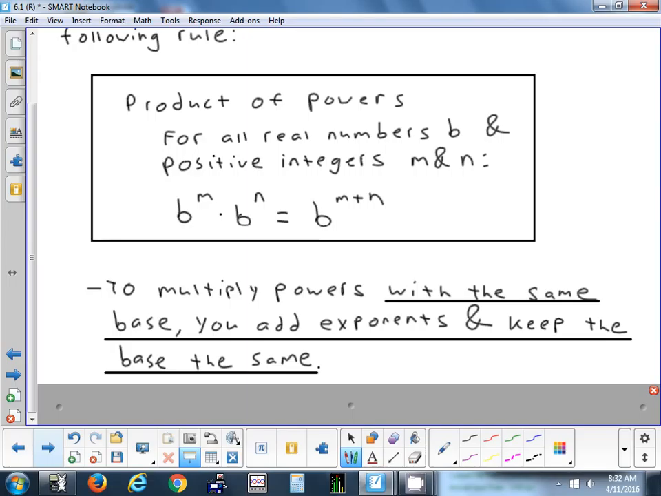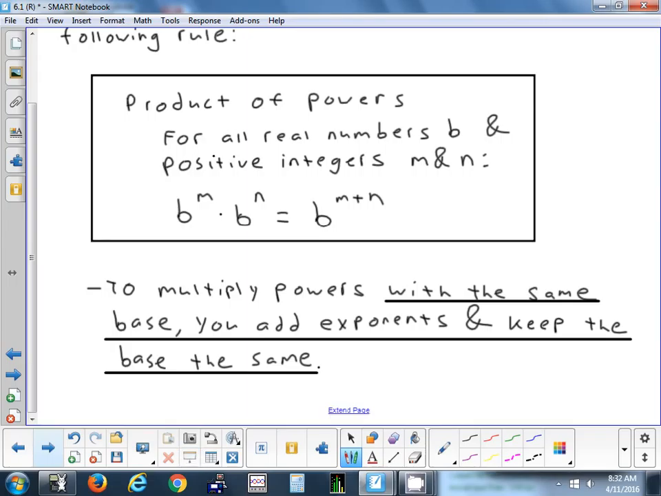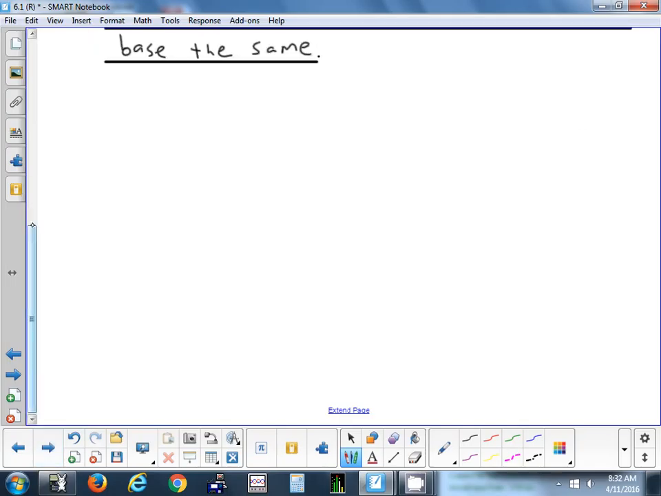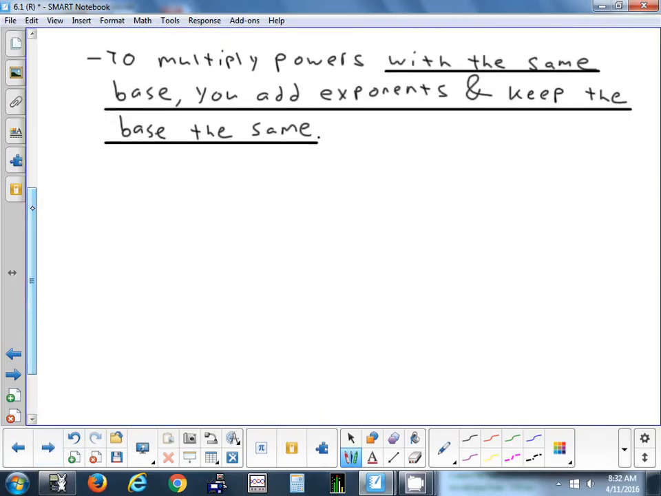Some people make that mistake even when you have a number as a base. Sometimes they say, okay, I got 8 and 8 as the base, and 3 and 2 as the exponents, I want to multiply 8 and 8. No, keep the base the same. Keep it as 8. So basically, when you're multiplying powers, you're really adding the exponents.